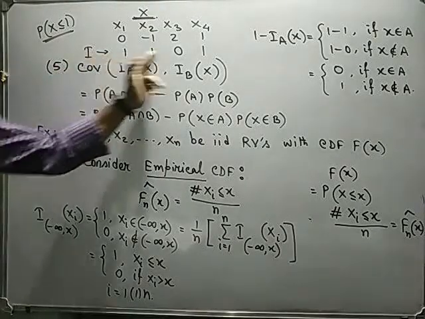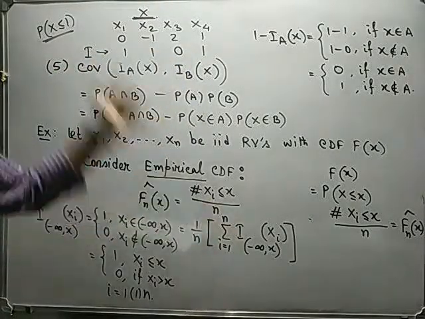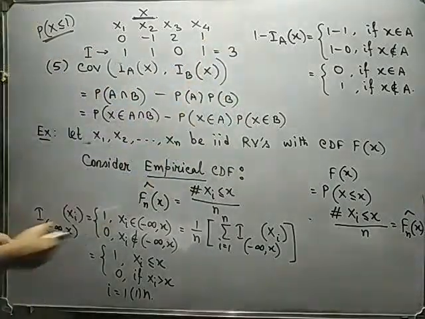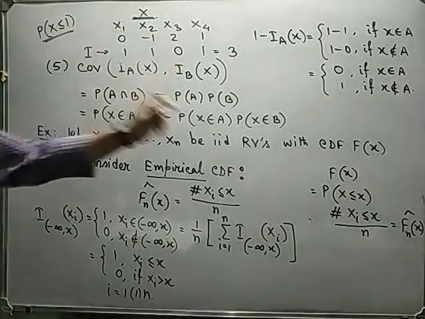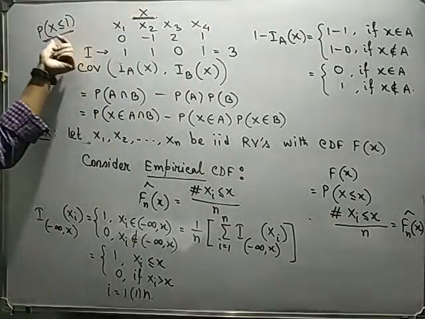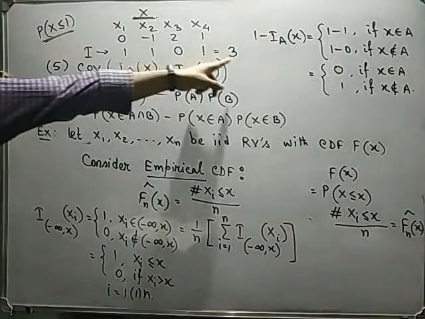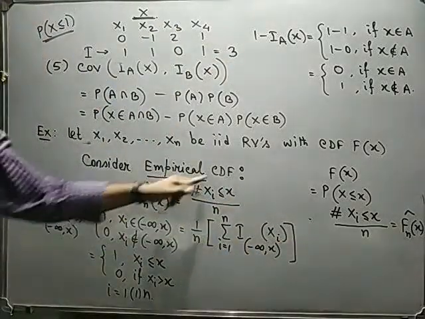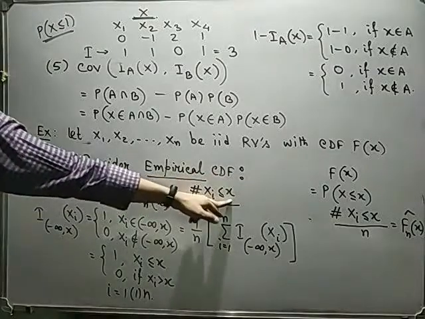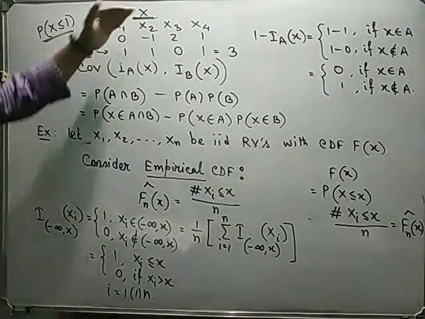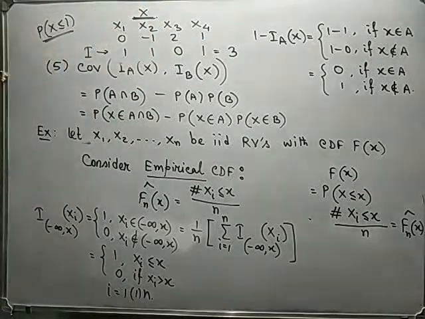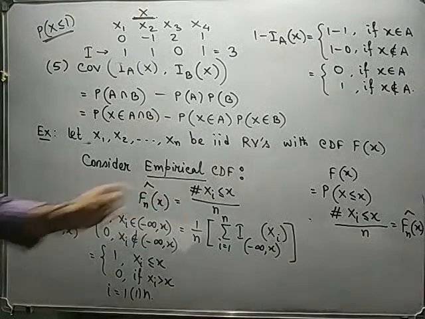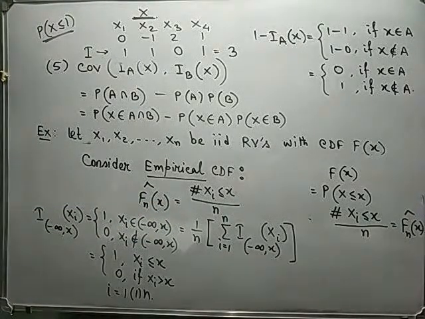And then we take the sum of all of these values, and this sum is basically 3. So we get that the total number of values less than or equal to 1 is exactly 3. From this sum we can get the total number of values less than or equal to small x. From this example you can easily understand why Fn hat of x can be written in this way. Any question?